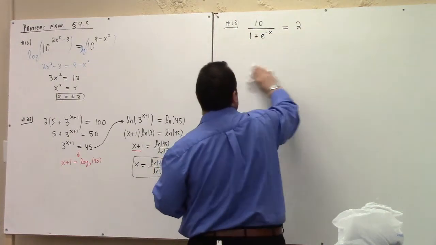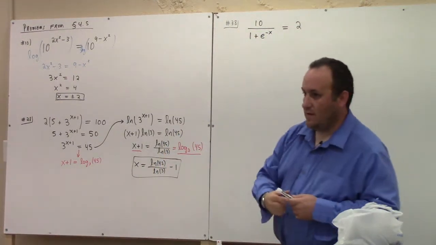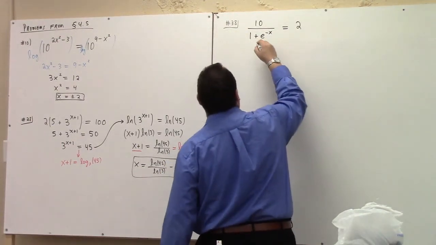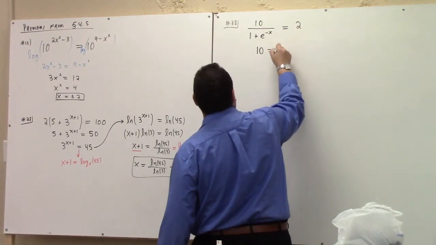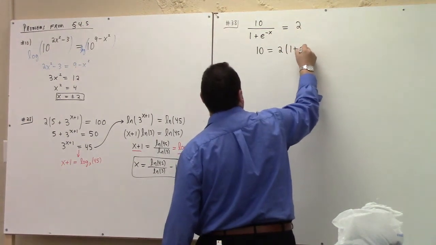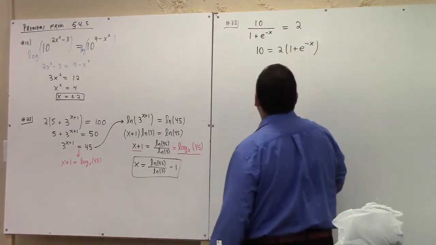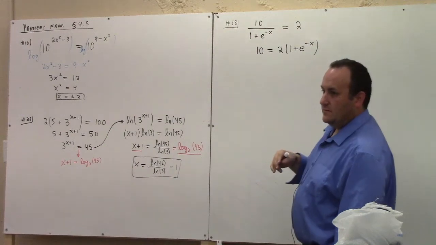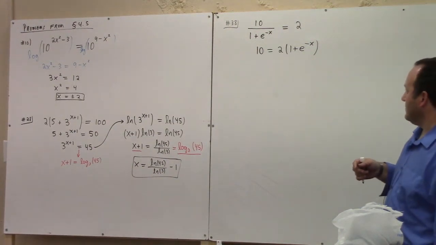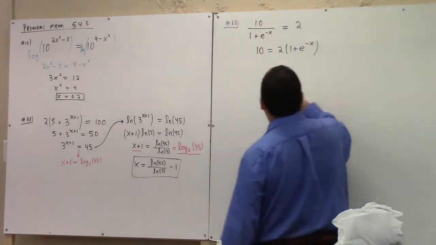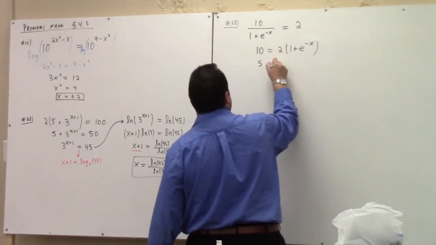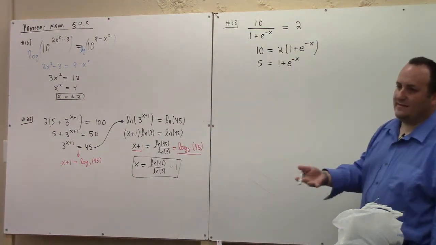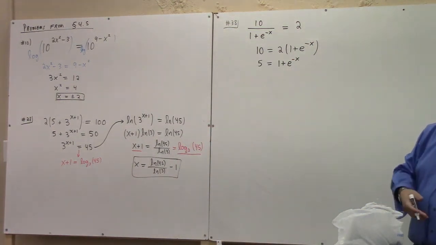So, how about this? 10 is equal to 2 times 1 plus e to the minus x, right? So we can multiply both sides by the denominator to clear it out. I understand. Okay, so then you divide by 2 on both sides. So we get 5. Thanks. But your general goal was to isolate the exponential, and that's right on point. That's what we want to do.